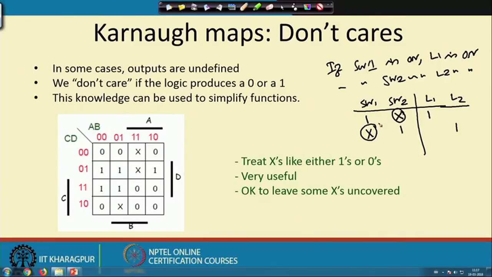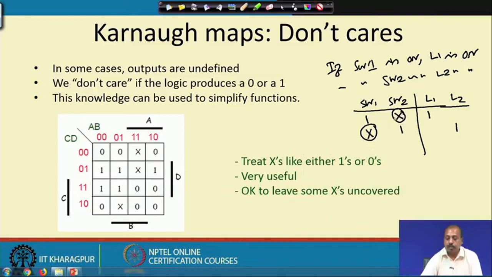In some cases, we can take it as any value. When you are drawing the truth table, for 1 0, you can say the value of light 2 is not known. Light 2 may be on, light 2 may be off. So this don't care is actually for those combinations, and I can treat them as 0 or 1 arbitrarily.